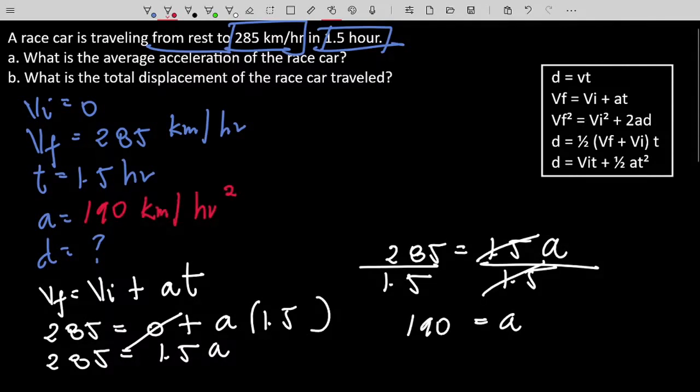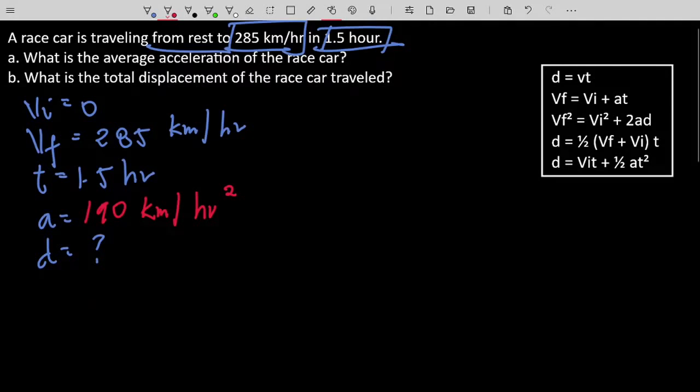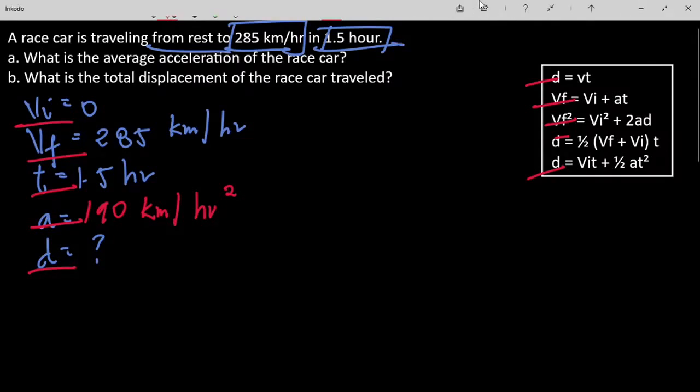Now, let's try to find out our distance or displacement. Now, which of these formulas right here are we going to use? Is it this one, this one, this one, this one, or this one? That have your initial velocity, your final velocity, your time, acceleration, and distance. Now, actually, we could use all of these formulas. But let's try first our first formula, which is this one.